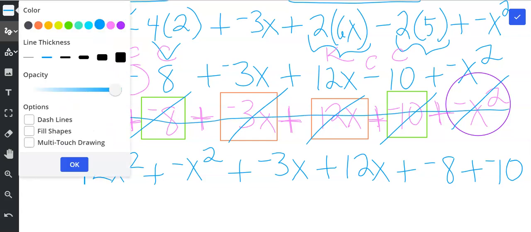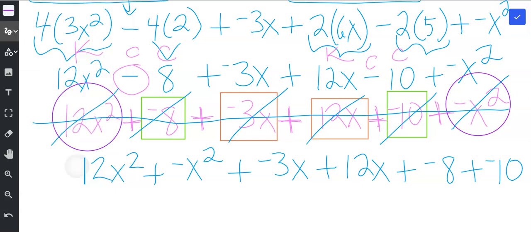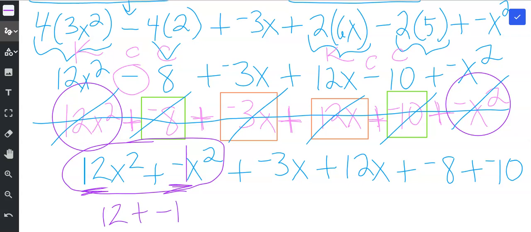And now I can start combining. So let's think about 12x squared and negative x squared. Well, negative x squared is the same as negative 1x squared, and I'm focusing on the coefficients. So I'm thinking about adding 12 plus a negative 1. Well, 12 plus a negative 1 is equal to 11. So I have 11x squared.